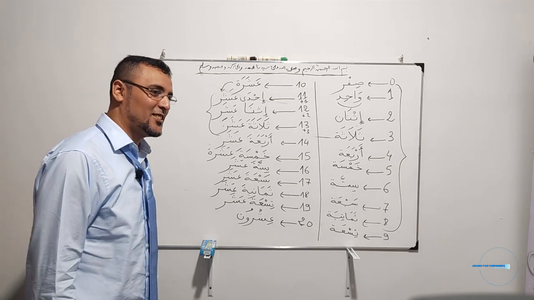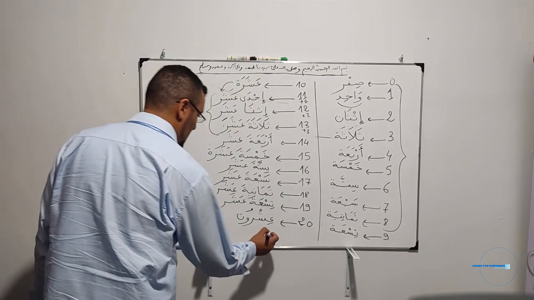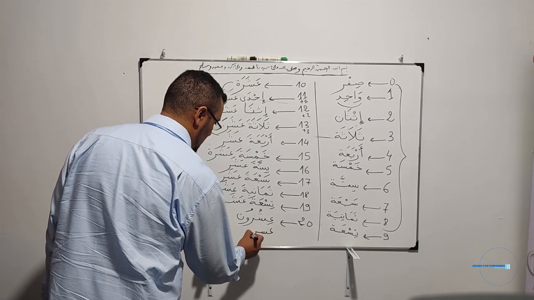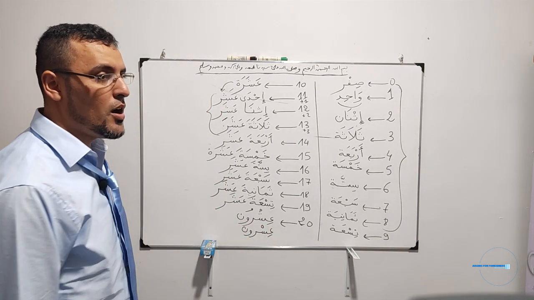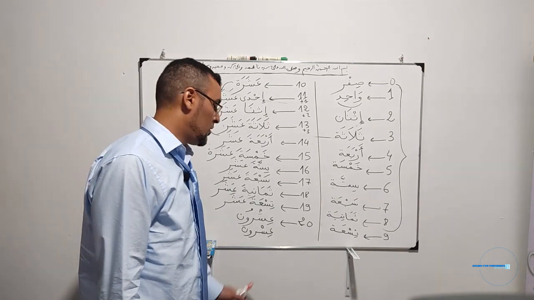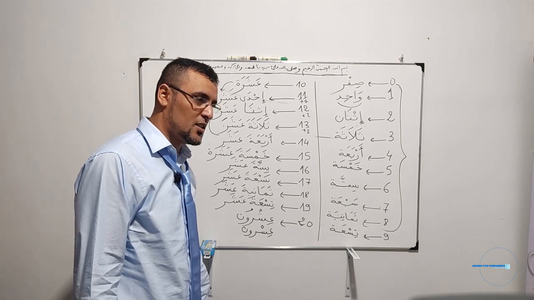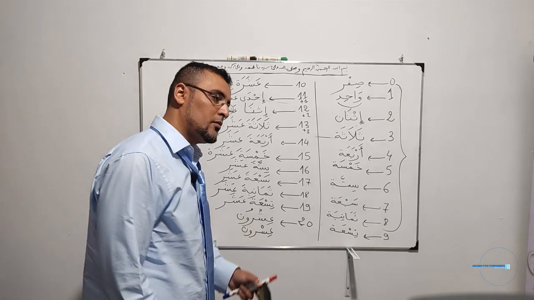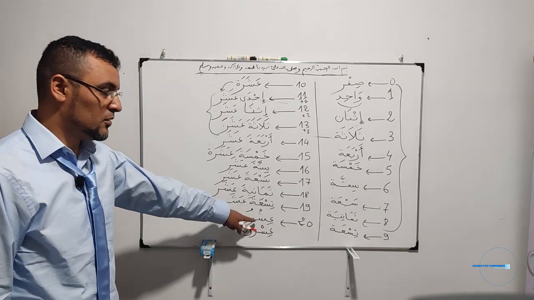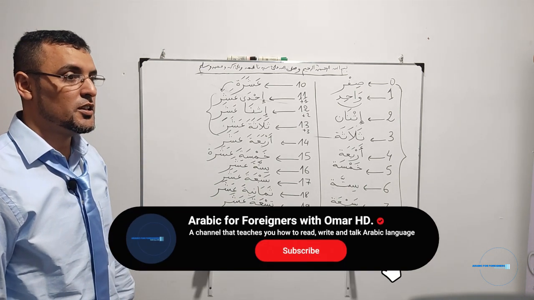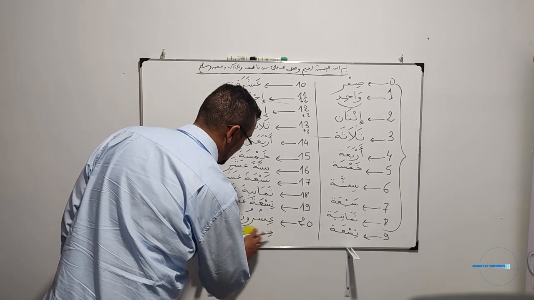عشرون. Not عشرون. You spell like that. I don't say عشرون. You know all these letters and how you spell them. عشرون. You spell them all. You can say sin, you can say sheen. So put everything in its proper place. عشرون.